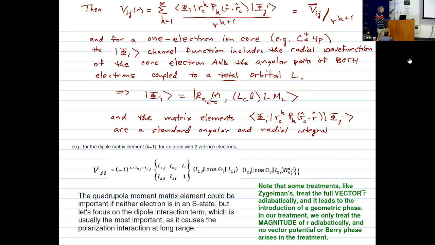So if you have, for instance, an example of a one-electron ion, an example might be calcium, that's the case I have in mind. Then this phi_i channel function includes the radial full wave functions of the core, and the angular parts of both electrons coupled to a total, ignoring spin-orbit physics to keep things simple here. So we could write these phi_i in this notation with the radial wave function of the electron of the core, and then the core angular momentum coupled to the Rydberg angular momentum to make a total, with m_l along the z axis. Then these matrix elements are standard angular momentum algebra. One way to write it is with the 6J coefficient.